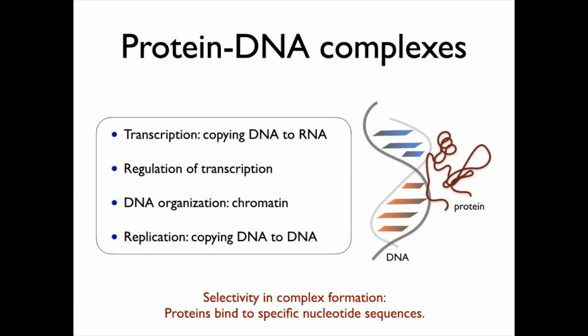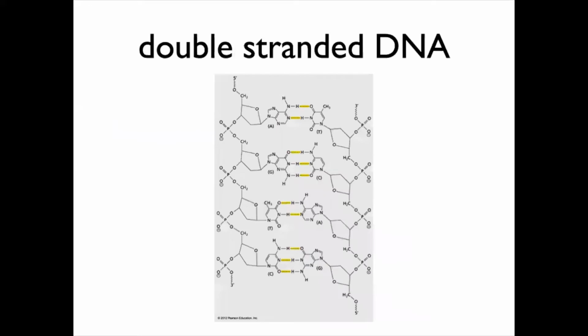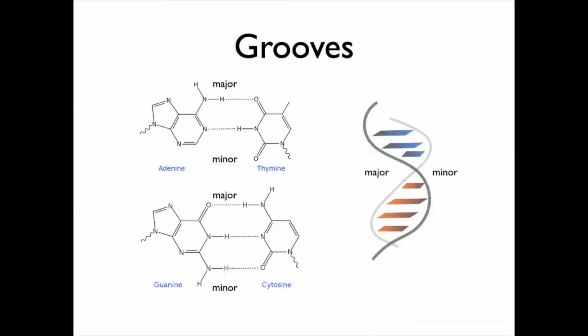And we want to know how do proteins achieve selective binding? Why do they bind to one particular nucleotide sequence and not to another? Well, let's go back to the structure of DNA. This is double-stranded DNA with the backbone. Here you have a phosphate and a sugar group, and attached to the sugar group is the base. We have 4 types of bases. These bases form hydrogen bonds with each other, so guanine with cytosine, adenine with thymine.